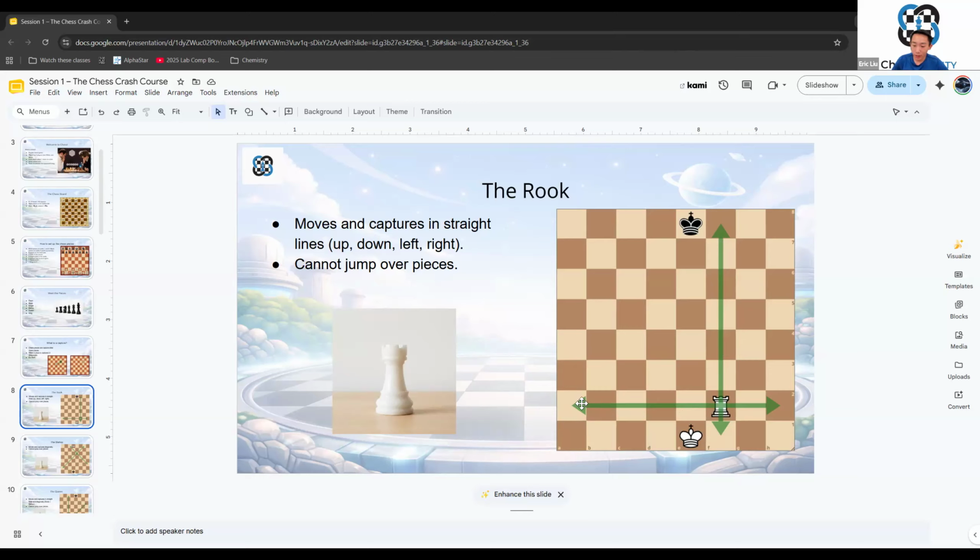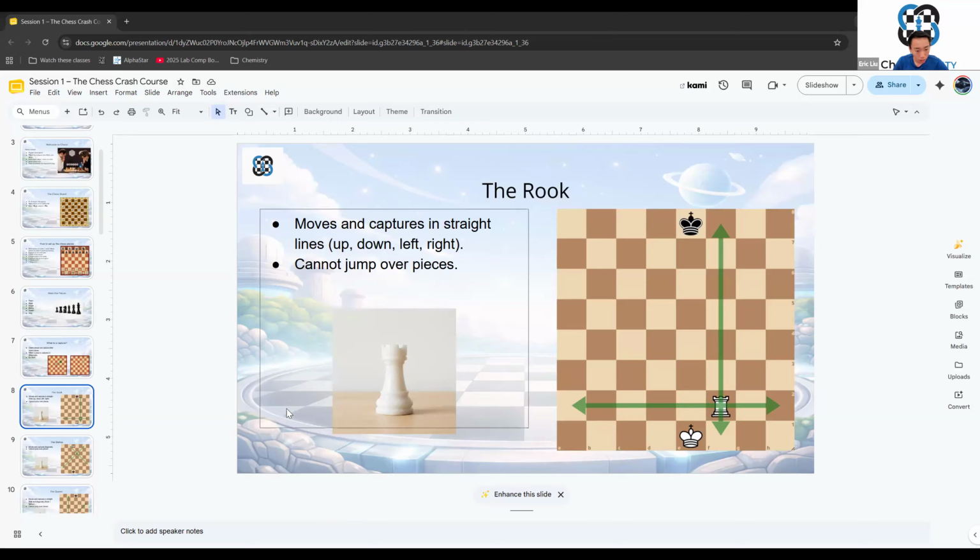But unfortunately, if there's a piece blocking its eyesight, it cannot look beyond that piece, because it cannot see through chess pieces. Most chess pieces cannot see through other chess pieces, because that wouldn't be fair. So the rook is very simple. It just moves up, down, left, and right, and it cannot jump over pieces.